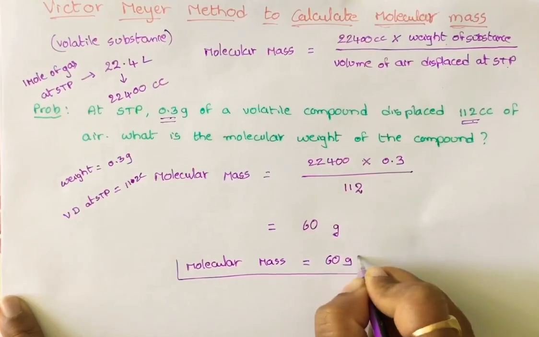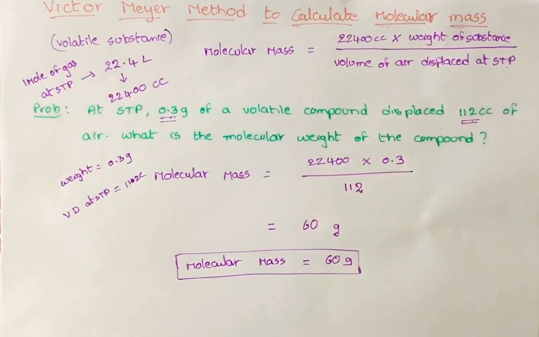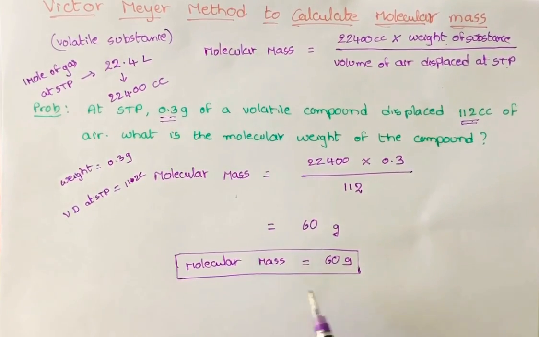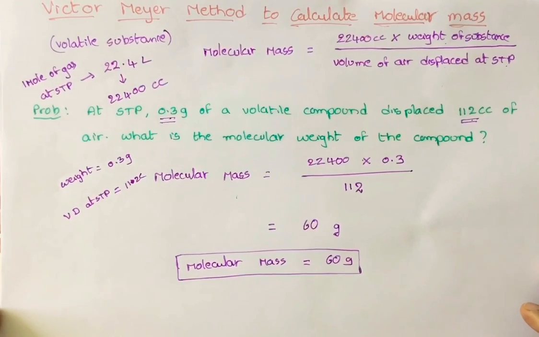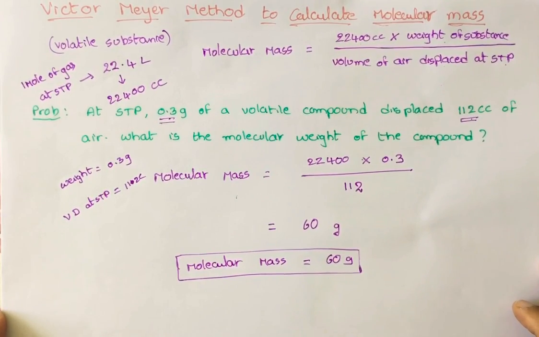So if you know these two things, how much substance you took for evaporation and what volume of air displaced during the evaporation, you can calculate molecular mass of that substance. It's a practical method to calculate the molecular mass, and particularly this method we use for volatile substances only. Okay, for gaseous substances, not for solids.